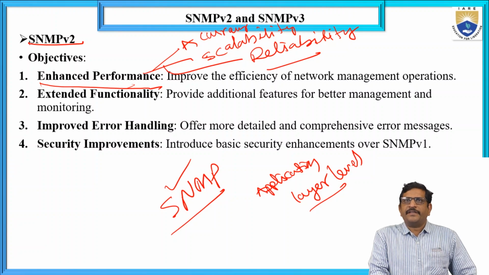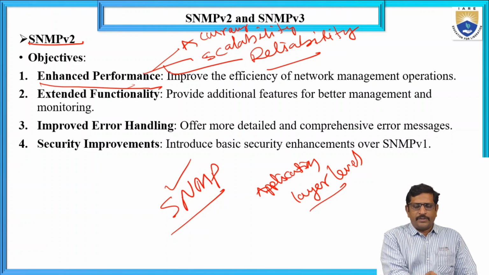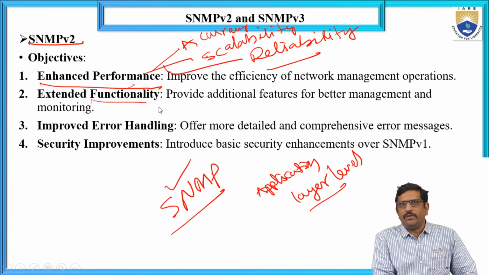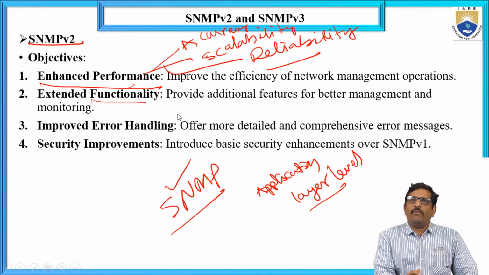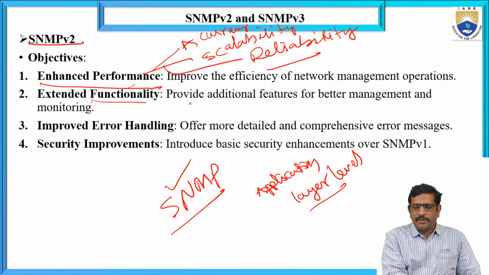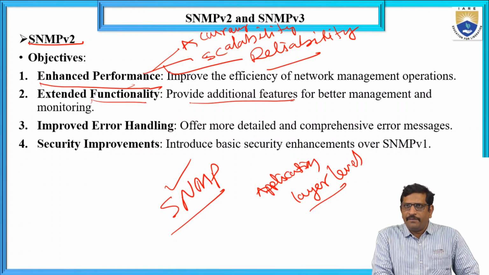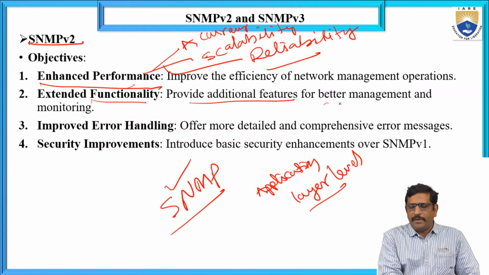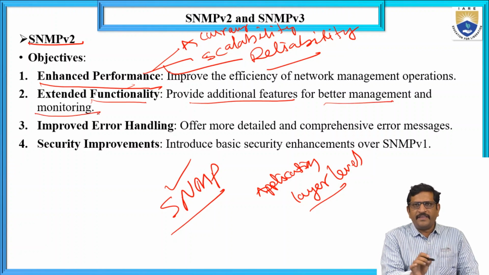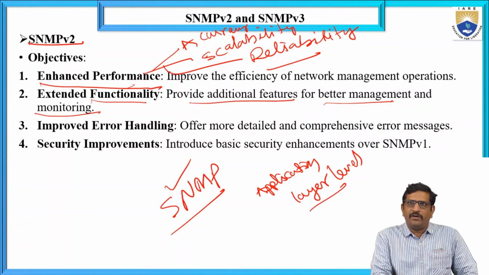The next objective is extended functionality. Extended functionality means providing additional features for better management and monitoring. Whatever features we are utilizing in a network, the performance can be monitored effectively. That is, we are extending the features. This is the main objective of SNMPv2.